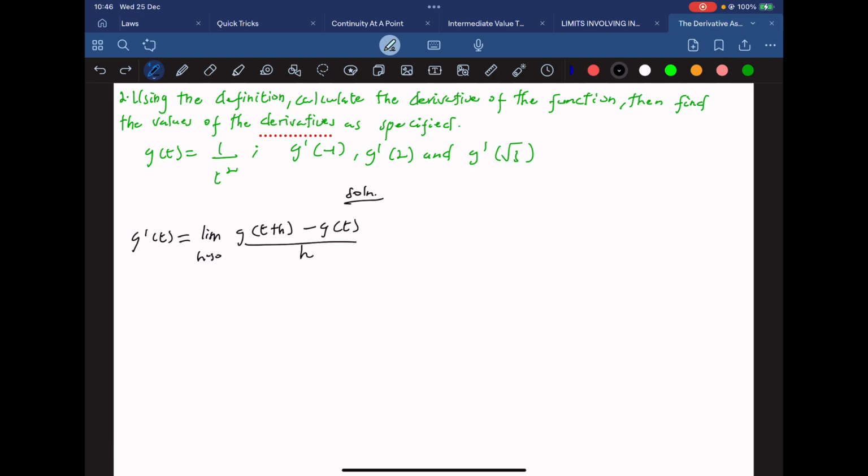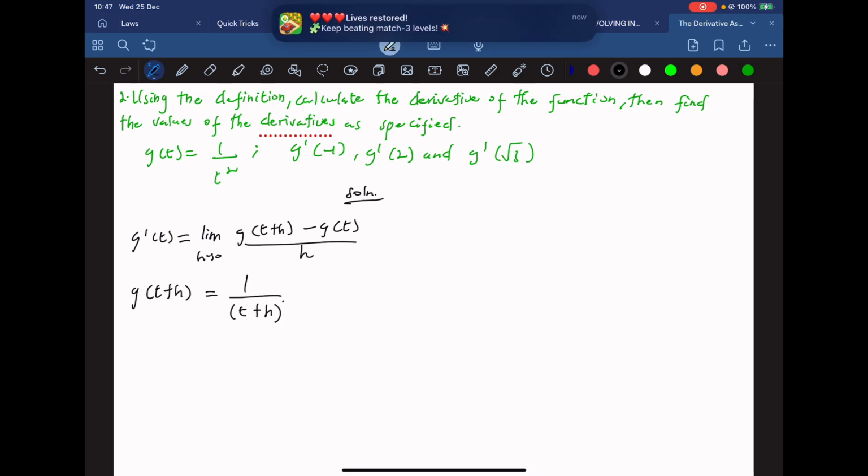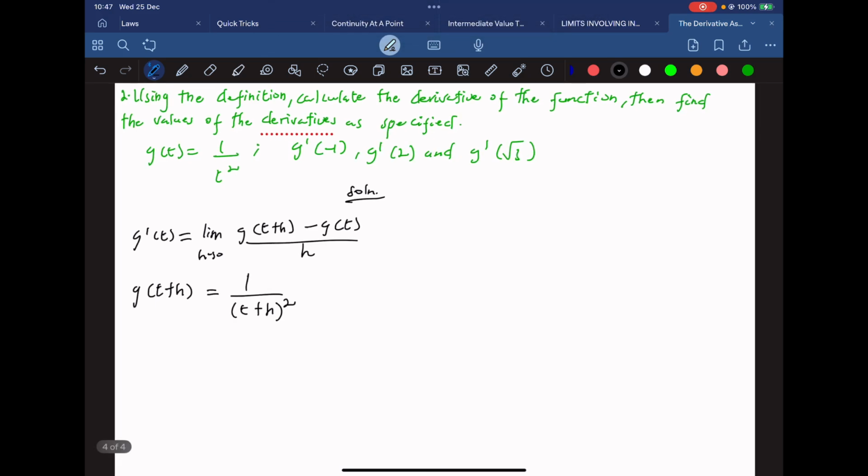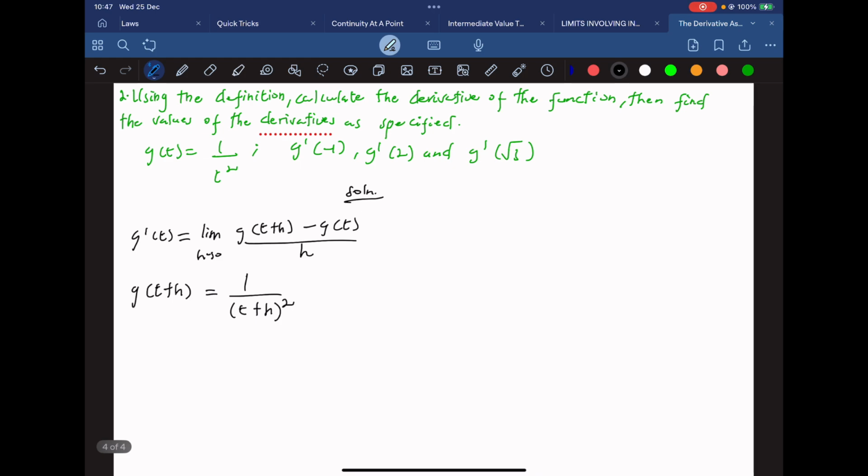So as always, we have to find our g of t plus h. So g of t plus h basically means wherever we see t in our expression of g of t, we just have to replace it with t plus h. So in this case, we have 1 out of, now we have t, so we have t plus h all squared. So we can go ahead to substitute it into our equation.